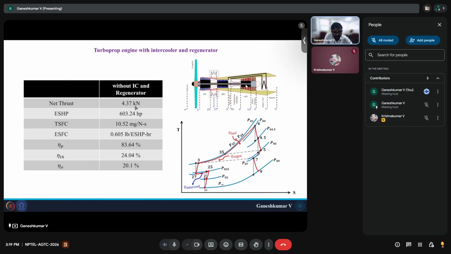Net thrust is 4.37 kilonewton. The equivalent shaft horsepower is 603.24 horsepower. TSFC is 10.52 milligrams per Newton second. The ESFC, equivalent specific fuel consumption, is 0.605 pounds per ESHP hour. Propulsive efficiency is 83, thermal efficiency is 24, and overall efficiency is 20%.